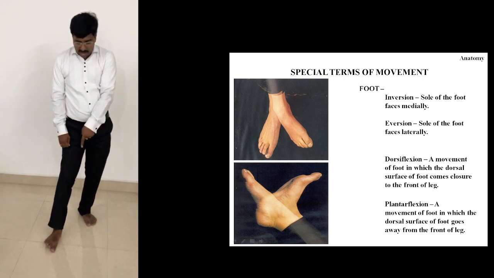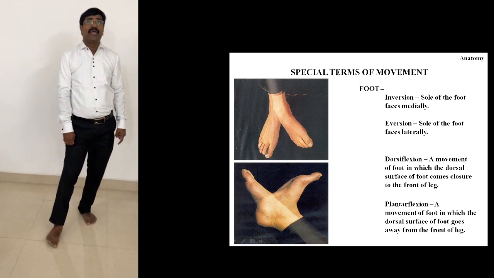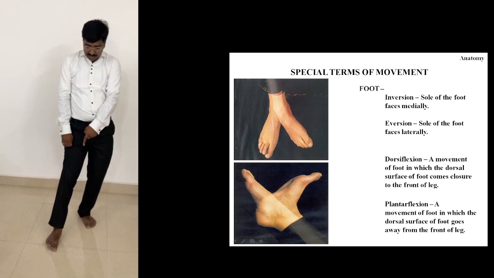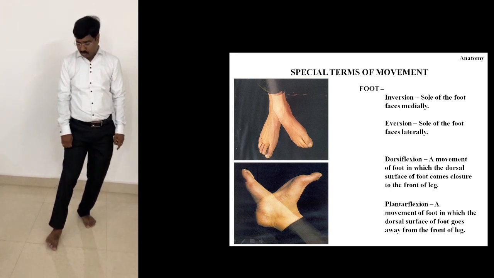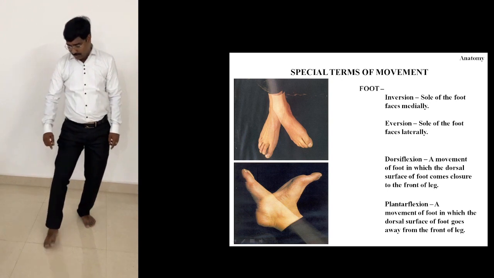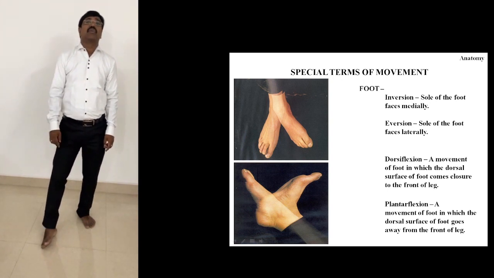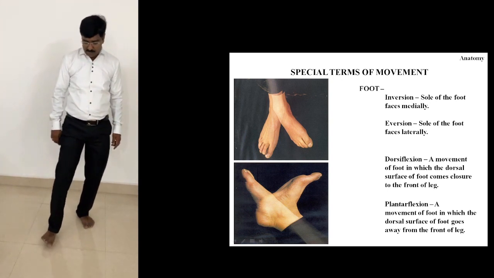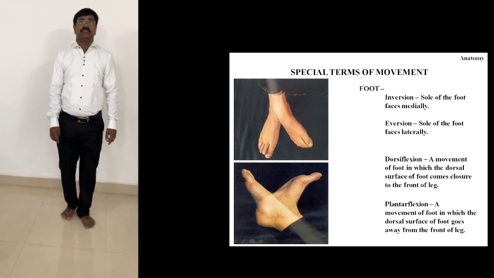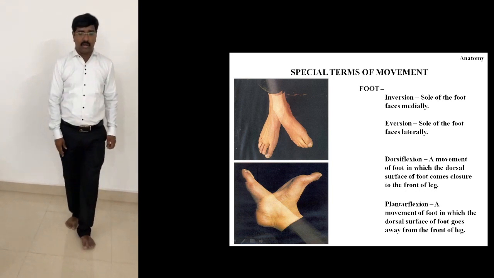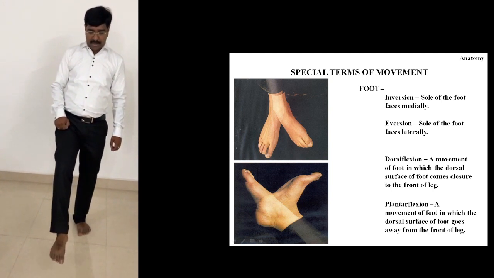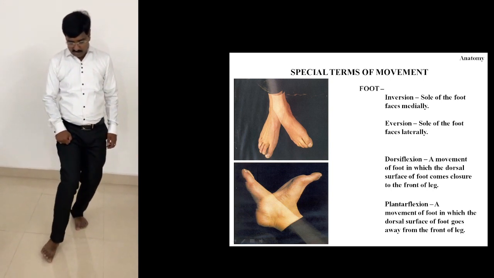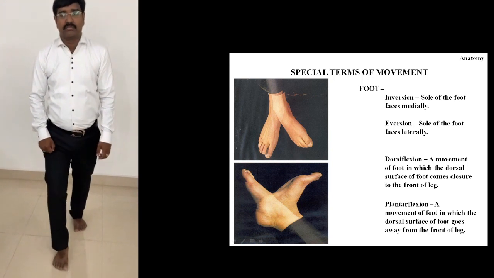So that part of pattern is called as what? Inversion. Once the foot got inverted, the sole of the foot is now going to face lateral. So other side is called as what? Eversion. So inversion, eversion. So four words we have learned: dorsiflexion, plantar flexion, inversion, eversion.